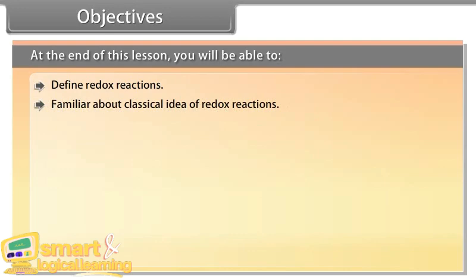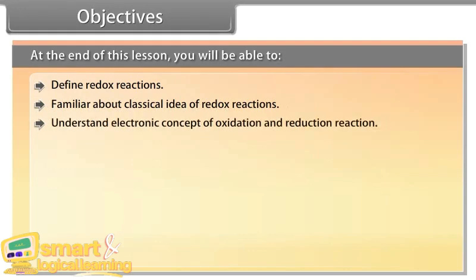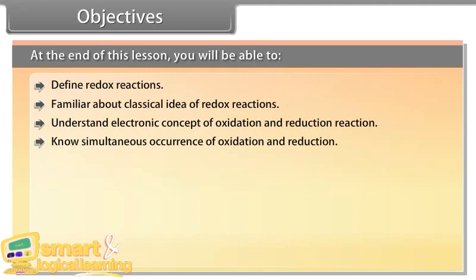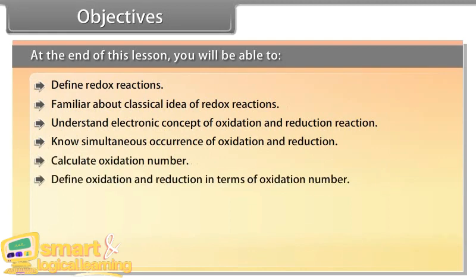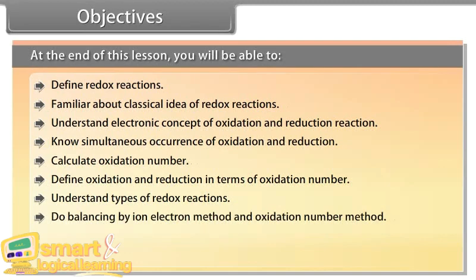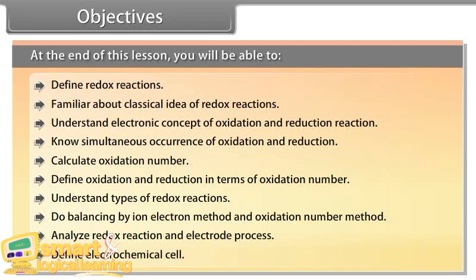Objectives. At the end of this lesson, you will be able to define redox reactions, become familiar with the classical idea of redox reactions, understand the electronic concept of oxidation and reduction reactions, know the simultaneous occurrence of oxidation and reduction, calculate oxidation number, define oxidation and reduction in terms of oxidation number, understand types of redox reactions, do balancing by the ion-electron method and oxidation number method, analyze redox reactions and electrode processes, and define electrochemical cell.